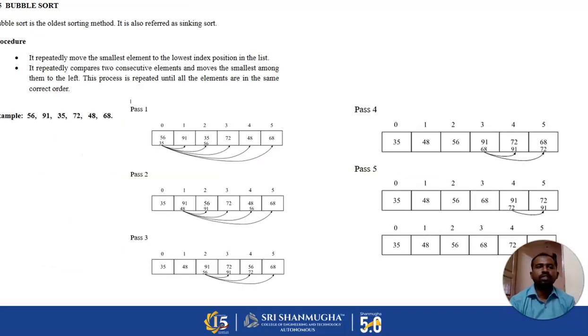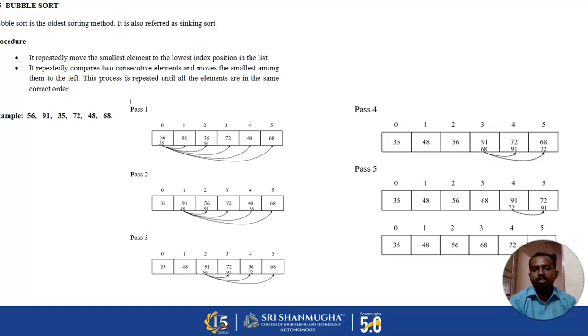Okay, next we will see about bubble sort. Bubble sort is an order sorting method. It is also referred to as a sinking sort procedure. It repeatedly moves the smallest element to the lowest index position in the list. It repeatedly compares two consecutive elements and moves the smallest among them to the left. This process is repeated until all the elements are in the correct order.